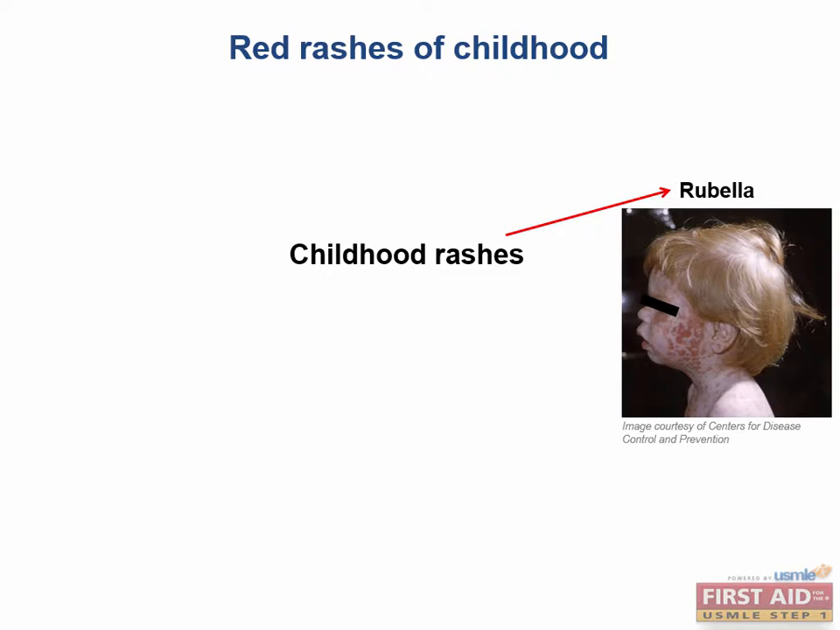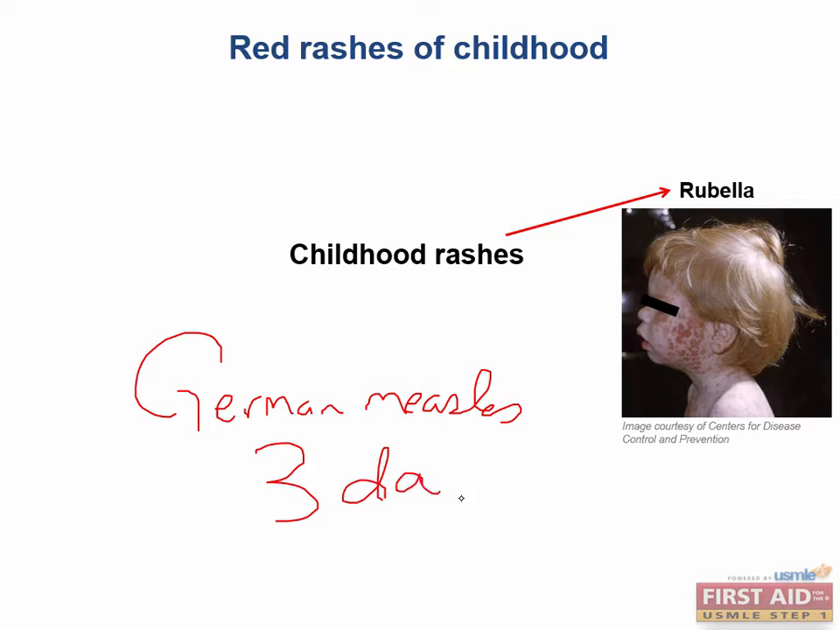The young boy pictured here displays the characteristic maculopapular rash indicative of rubella. Rubella is a toga virus, also known as German measles. It is a more mild form of measles, typically lasting 3 days, and causes a rash that also begins on the head and moves down. Do you remember the classic location of lymphadenopathy in a patient with rubella? It's post-auricular lymphadenopathy. Very good.